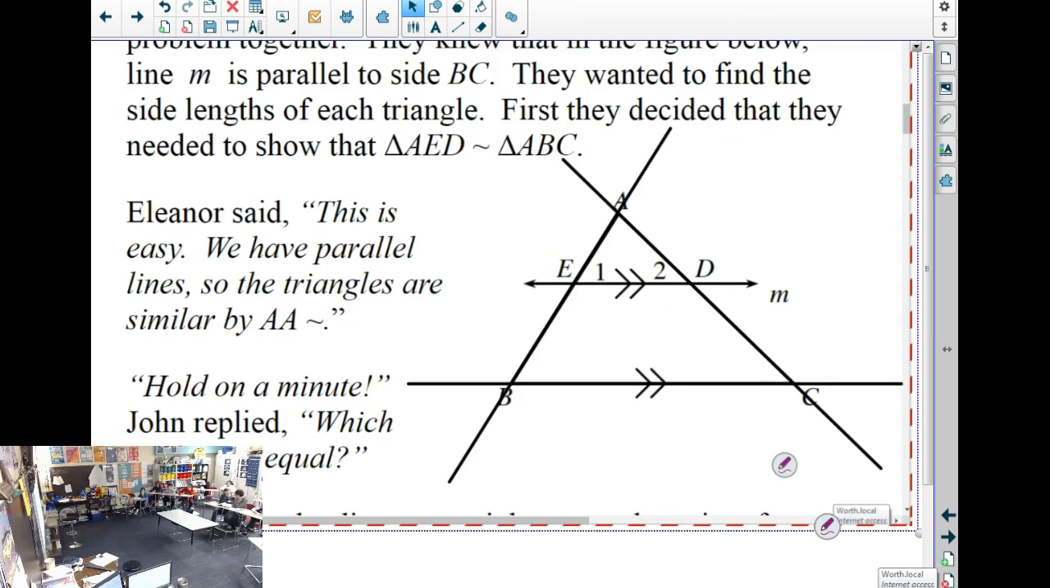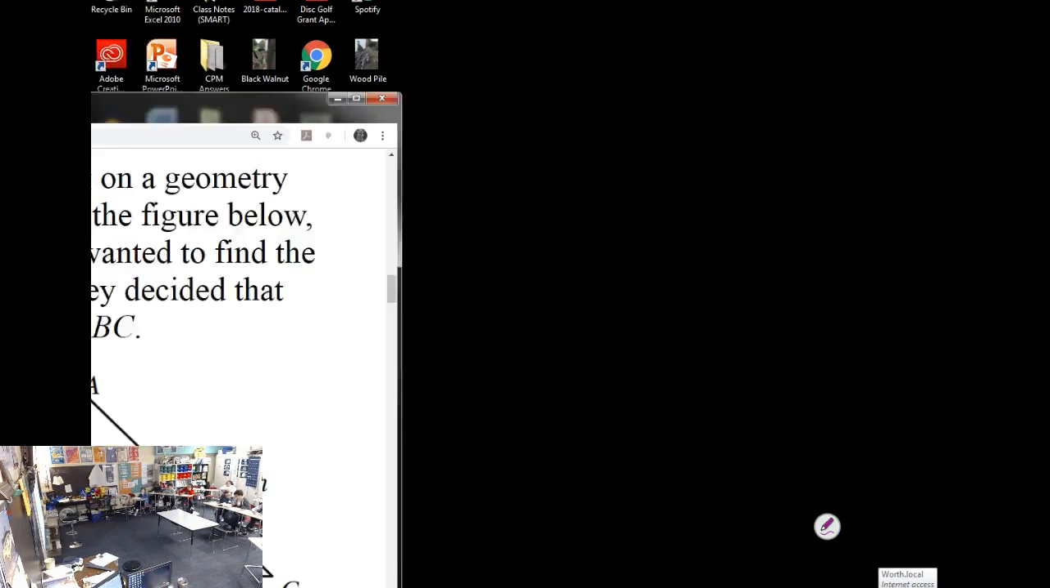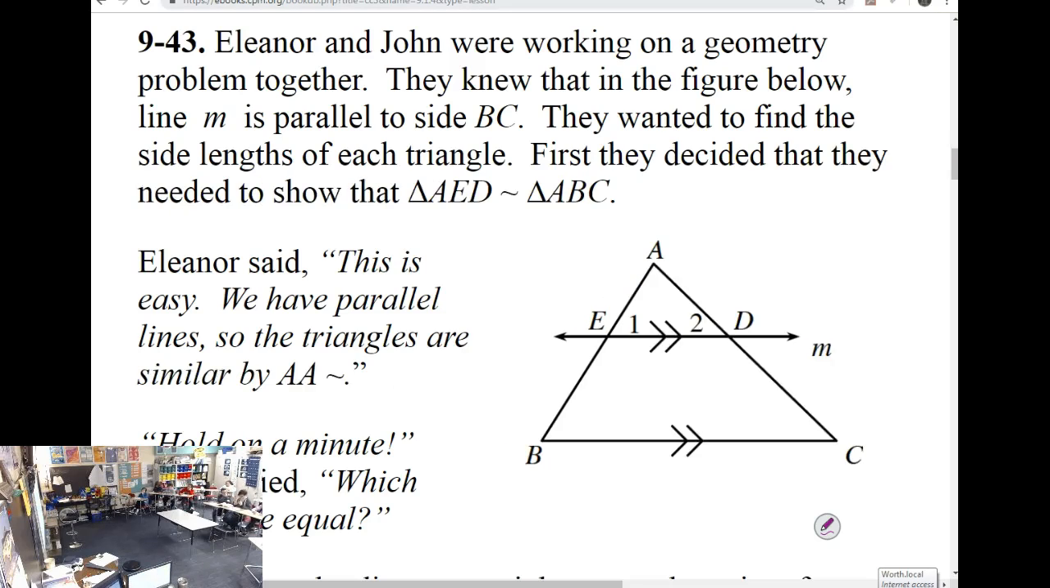Anyone know why there's something special here we can deal with or do? What angles can we relate to each other? Because Eleanor thinks this is easy because she's identified something already. Savannah? You think E and B are similar? Now, you don't have to use 3-point because there's only one angle E and one angle B. Why do you think they're similar?